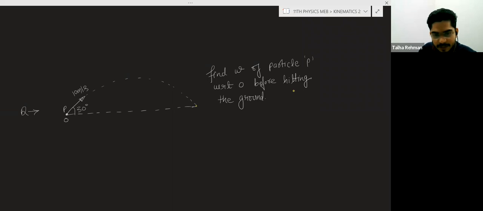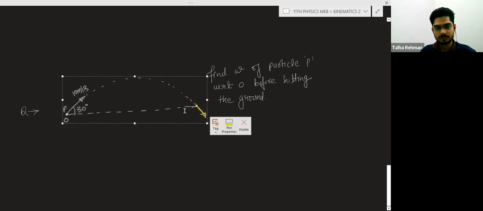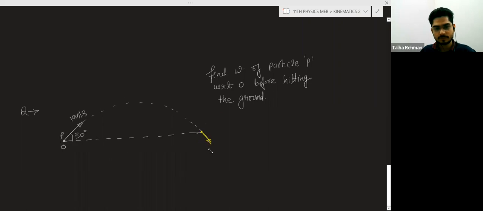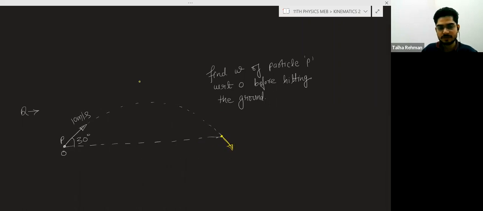So this particle will be here before hitting the ground. Okay, this here. So what will be the velocity here? Linear velocity. Completed the work power energy. Okay. So you know conservation of mechanical energy? Conservation of mechanical energy means energy at this point P is equal to the energy at this point.